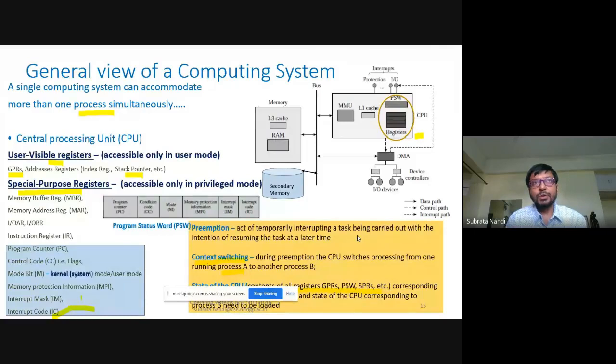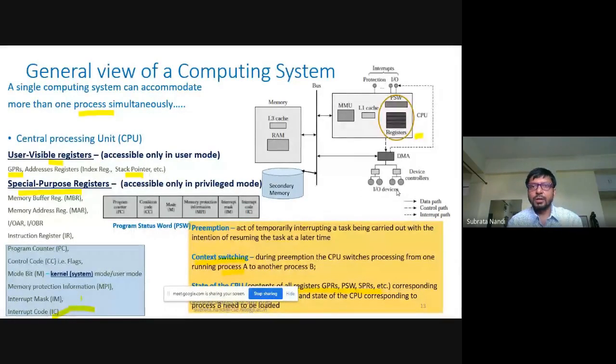So we have a few more slides left in the general view of the computing system. What we discussed was the memory manager module and the issues related to that. We talked about the CPU, some issues related to CPU management, and now in this class we'll be talking mainly about IO device management and some of the issues related to that, and I'll switch on to the evolution of operating system.